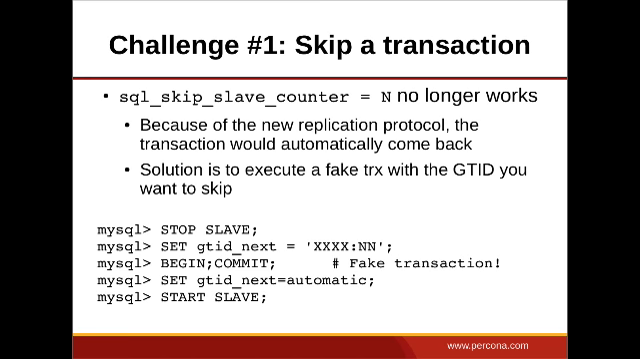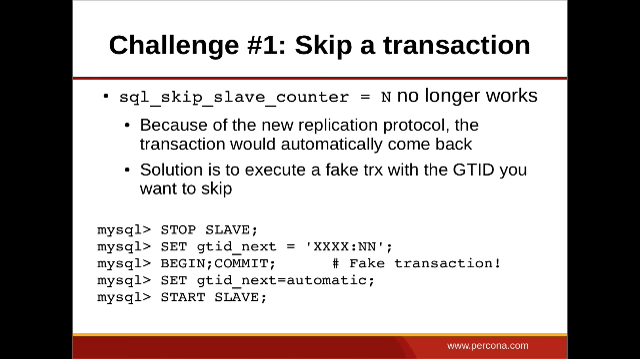So the solution is to execute a fake transaction with the GTID you want to skip, because then we will benefit from the additional rule which states that a transaction with a given GTID will only be executed once. So if you execute a fake transaction, which will do nothing, the slave will record that it has executed a transaction, and it will not ask the master to send it back again.